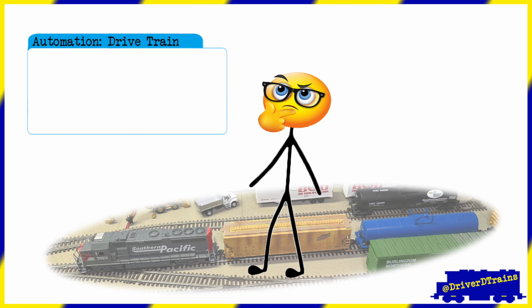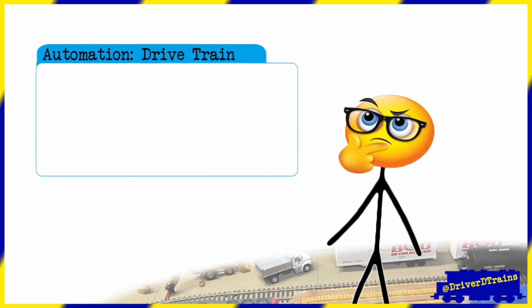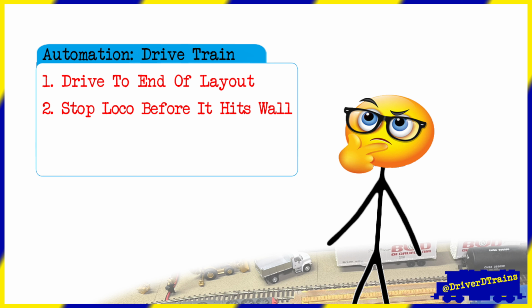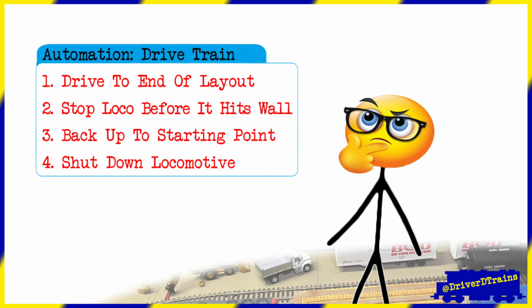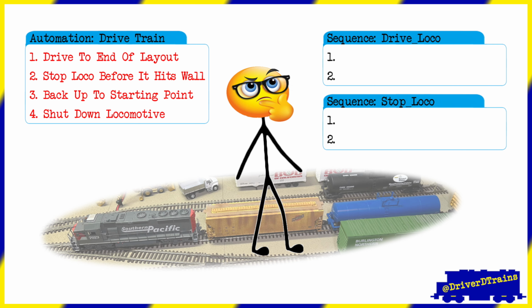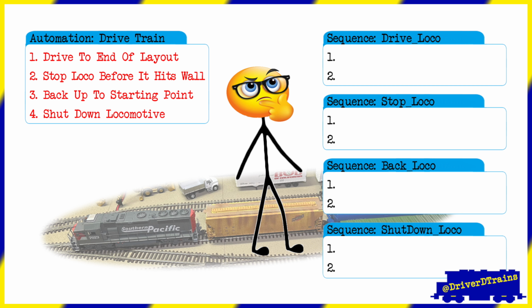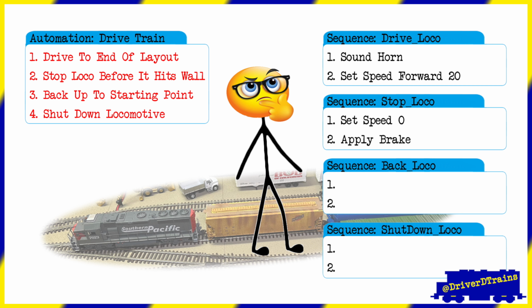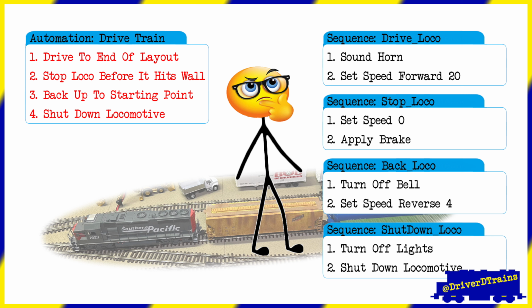Here's a broad overview of what we want to happen. First, we want to drive the train to the end of the layout. Then we want to stop the locomotive before it hits the wall. After that, we want to back up the train to its starting point and shut down the locomotive. We can turn each of these steps into a separate sequence in our automation, with each sequence containing multiple instructions, such as sounding the horn or applying the brake.